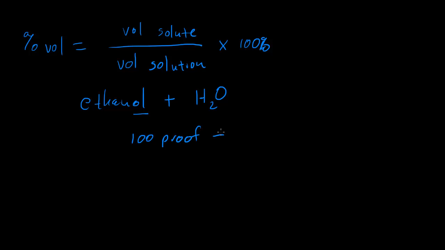So 100 proof is just half of the, if you take the proof and divide that by 2, so proof divided by 2 gives you the volume percent of alcohol. That's volume percent. So 180 proof would be 90% by volume ethanol. So what you do is you just measure out the amount of volume of ethanol that you'd have and then divide that by the total volume of solution.